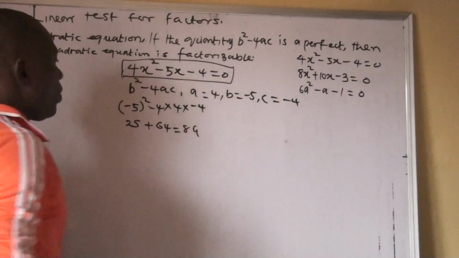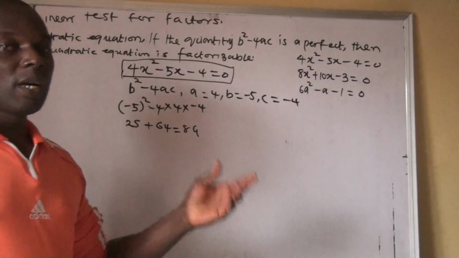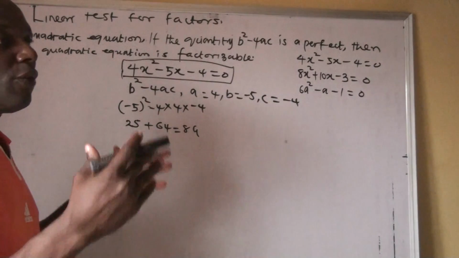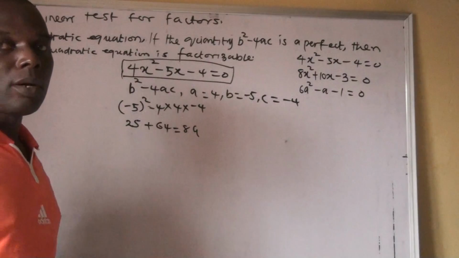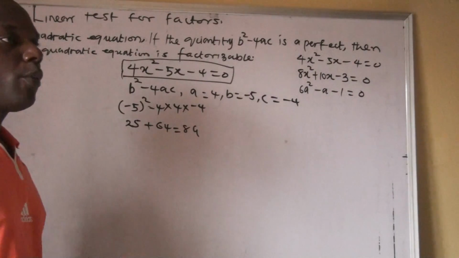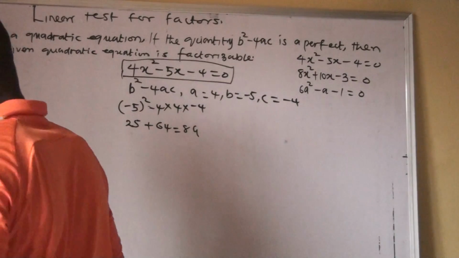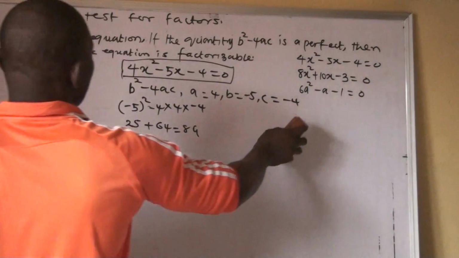Once it is not factorizable, what you need to do is use either completing the square, or the formula method, or the Poisson-Law approach. Now let's test for the other question.